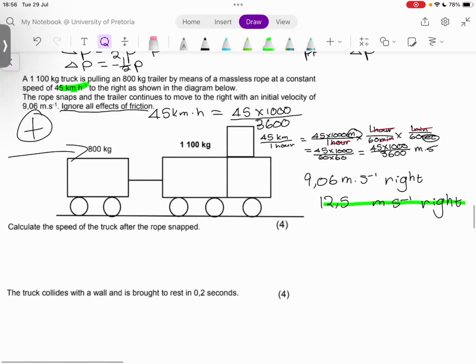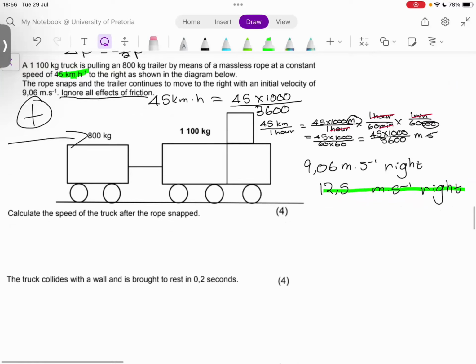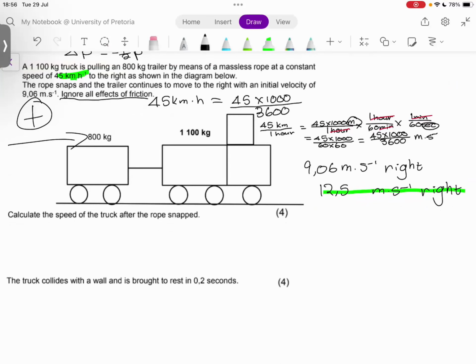Fine. Let's get to calculating the speed of the truck after the rope snapped. Because we're applying the principle of conservation of linear momentum, we can write that the initial momentum is the same as the final momentum. So I'm going to write down here, the sum of all initial momentum is the same as the sum of all final momentum.